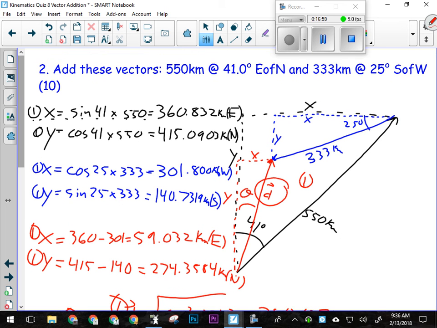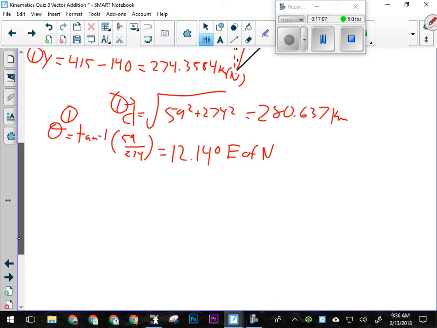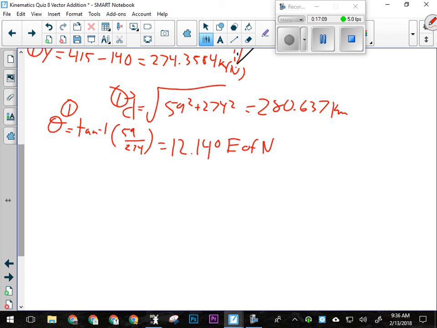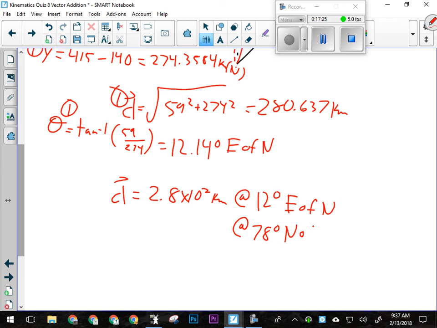In our question here, we have how many significant figures? 2. The 25 is only to 2 significant figures. So looking at the numbers I've got here, 280 to 2 significant figures, 2.8 times 10 to the 2 kilometers. This to 2 significant figures, 12 degrees east of north, or at 78 degrees north of east. Either one of those would be fine for their 10th and final mark on that one.